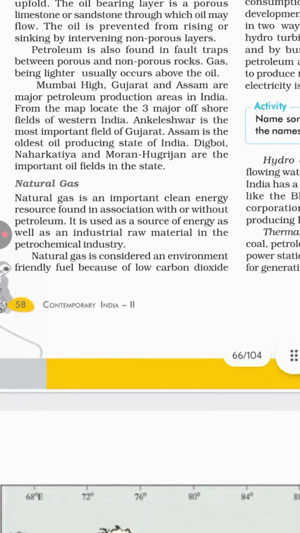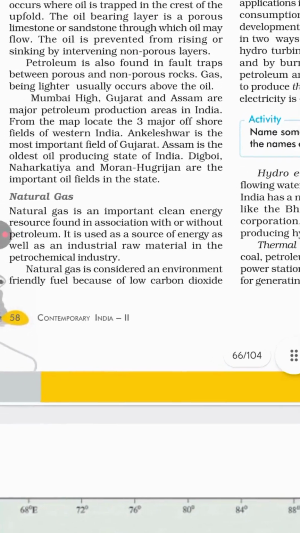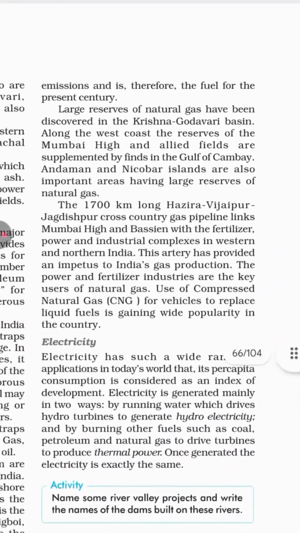It is an important source of very clean energy, and today it has become a conventional source of energy because it is a friendly fuel with low carbon dioxide emission. And one most important advantage of petroleum and natural gas is you can use it till the last drop. So, unless there is pilferage, there is no wastage. Large reserves of natural gas have been discovered in the Krishna Godavari Basin, Bombay High, and allied fields of the Gulf of Cambay, and the Andaman and Nicobar Islands also.